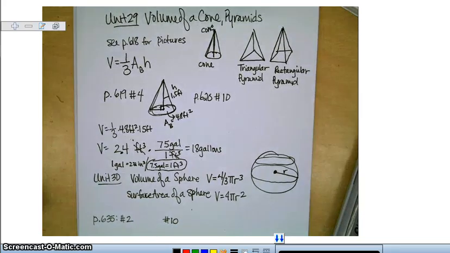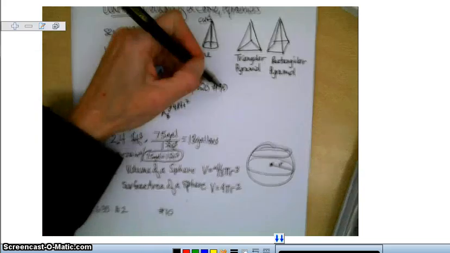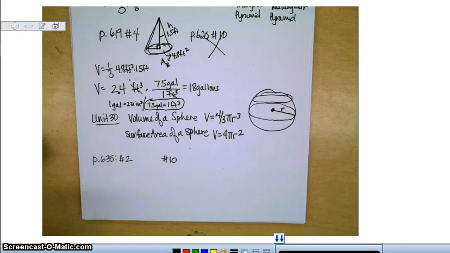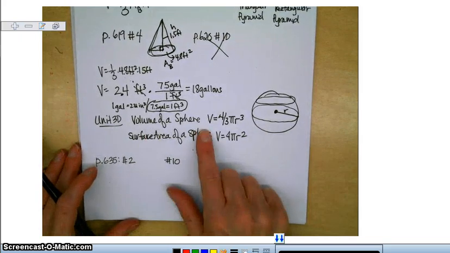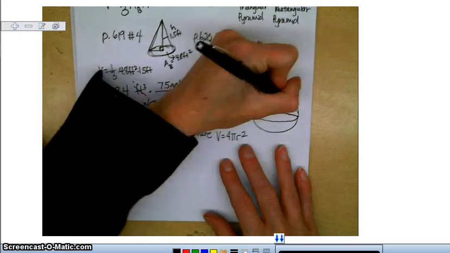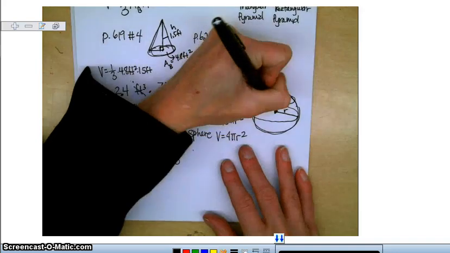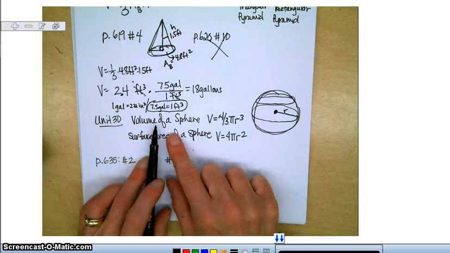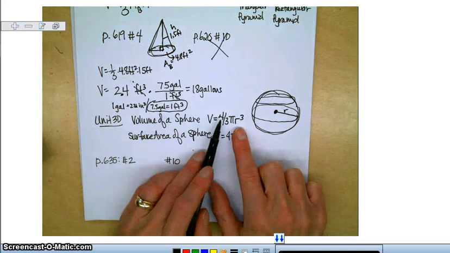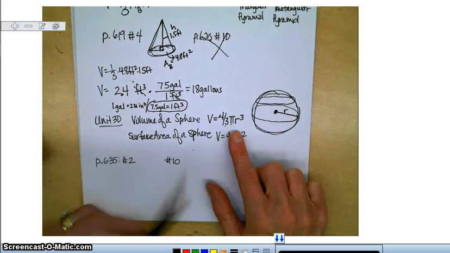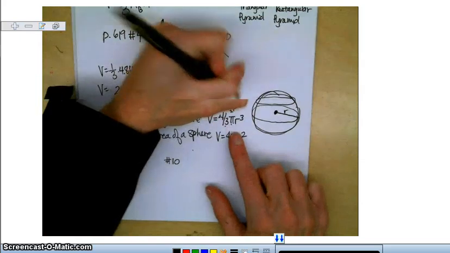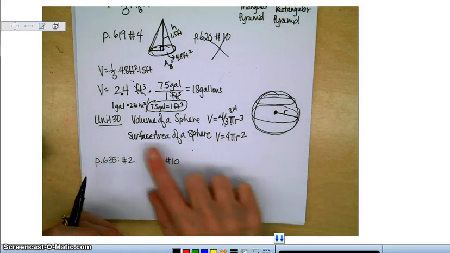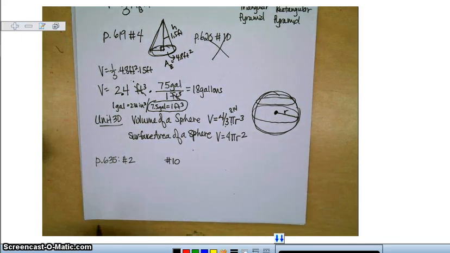All right, so I'm just going to jump to the sphere. We're going to skip this example so we have enough time. So Unit 30, the volume and surface area of a sphere. So the volume of a sphere is like a ball. Okay, the radius goes from the very center out to the edge. And so the volume of the sphere, all you need to know is the radius. You take 4/3 times pi, and you can use 3.14 times for pi, or you can use the pi button times the radius cubed. The surface area of a sphere is 4 times pi r squared.